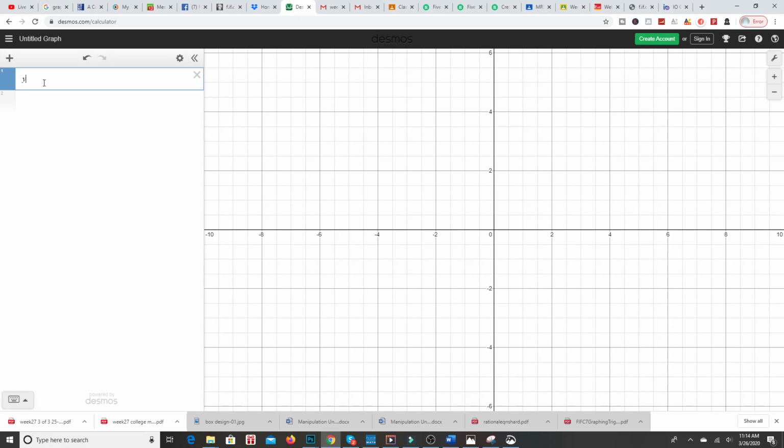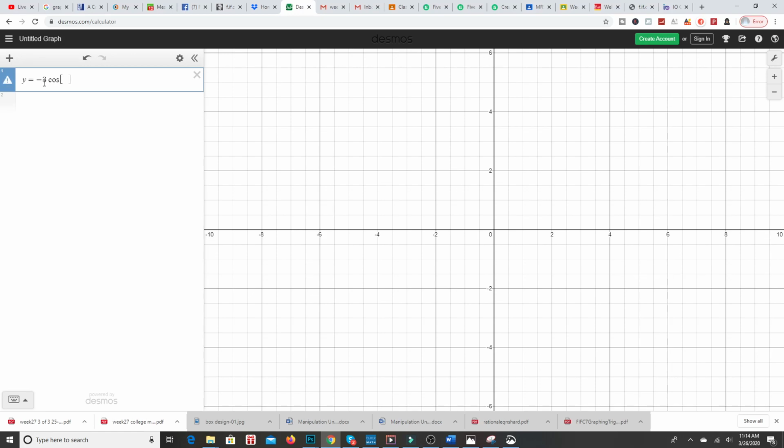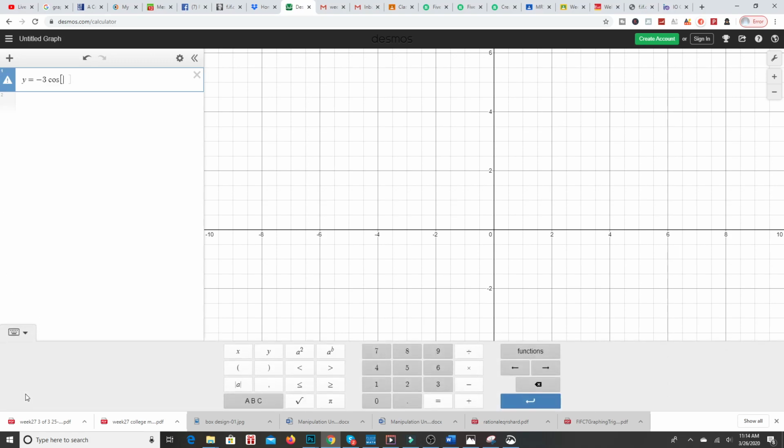The problem says y equals -3 cosine. It's pi over 3, right? So let me use it right here. Pi over 3, x minus 4, plus 7. All right.